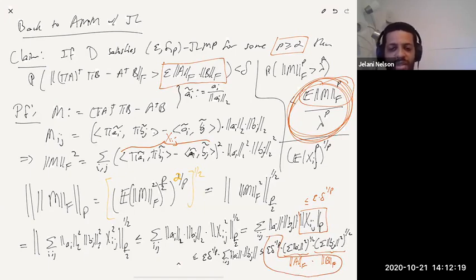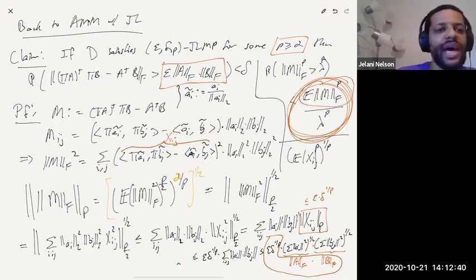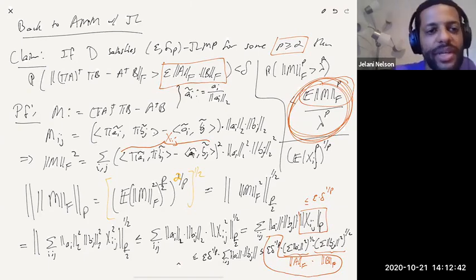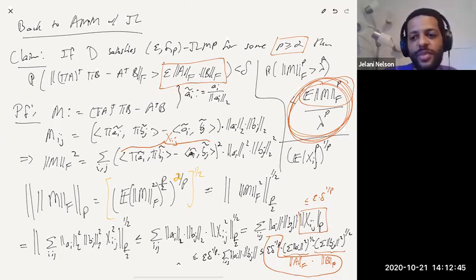The Frobenius norm to the P cancels, BF to the P cancels, epsilon to the P cancels, and the only thing you're left with is delta to the 1 over P raised to the P, which is delta. So your failure probability is at most delta, which is exactly what you wanted to show. Okay. So that's all I want to say about that: having this JL moment property gives you AMM with respect to the Frobenius norm for free.